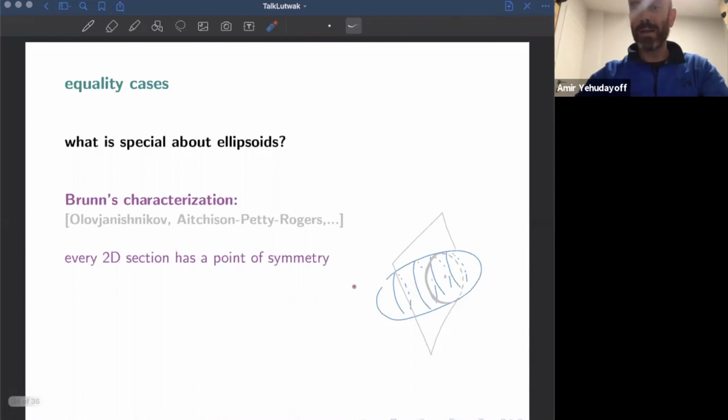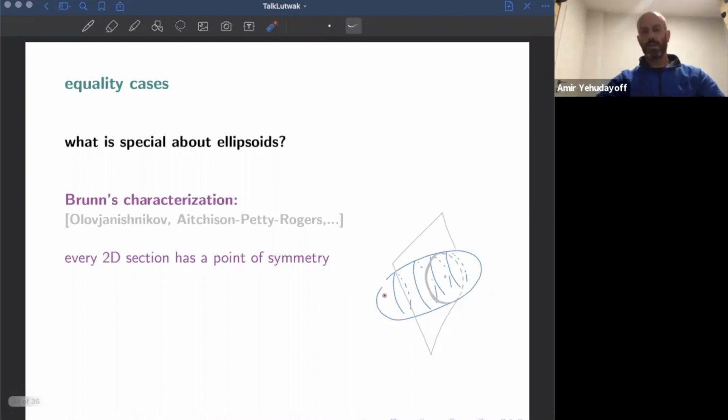But for the body to be an ellipsoid, you don't need every 2-dimensional thing to be an ellipsoid. You just need every 2-dimensional thing to have a point of symmetry, meaning that with the right choice of origin, the body A is equal to the body minus A. So if you have this property, you must be an ellipsoid. This is amazing, I think.